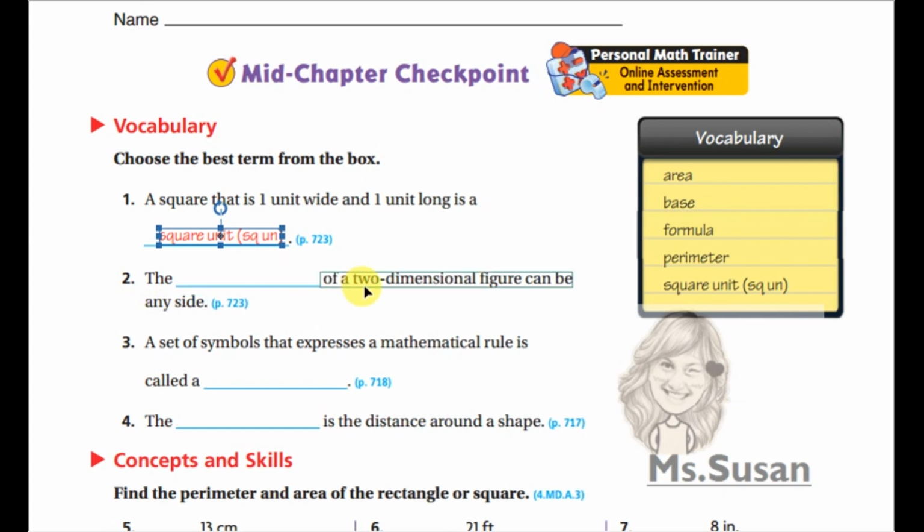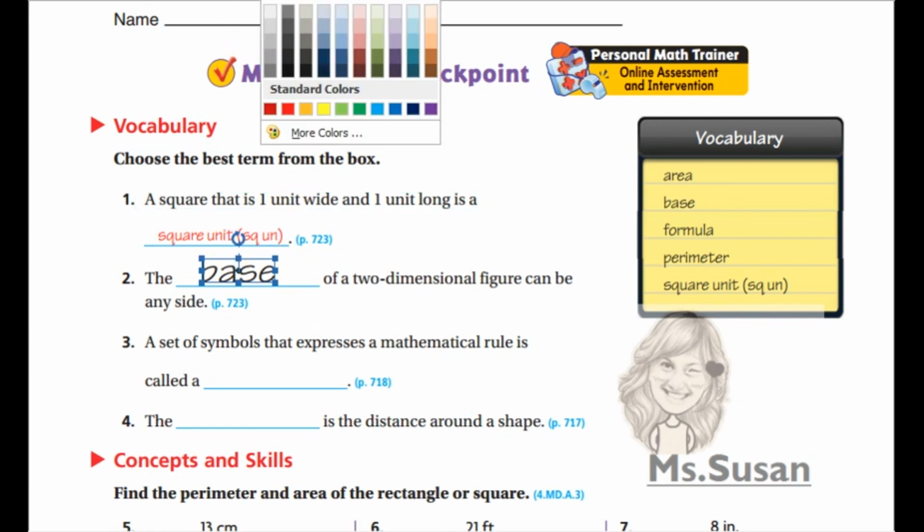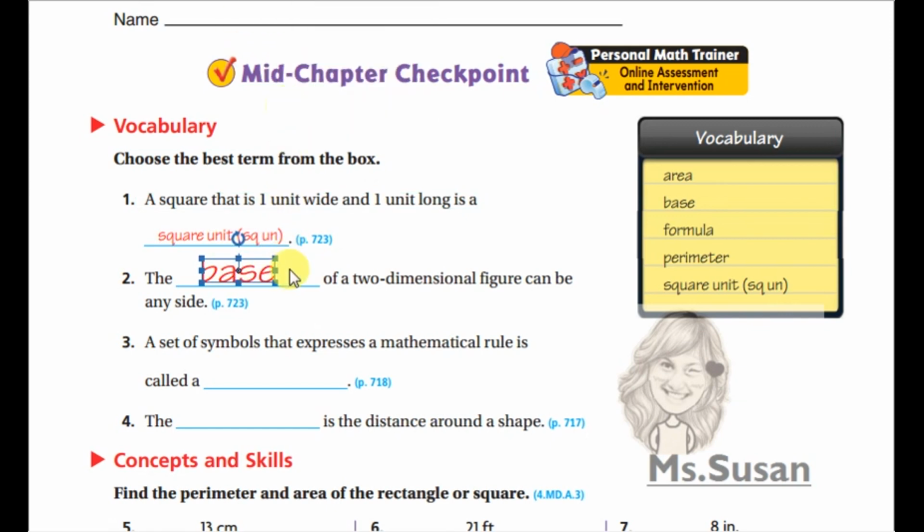The second word, the length of two-dimensional figure can be any side. So any side of the figure, and we said figure means shape, it can be any side of the figure shape, is area, area space inside the shape. Is it base? I guess so. So the base can be any of the two-dimension shape sides. So if I have any shape with 2 dimensions, I can choose any of its sides to be the base.